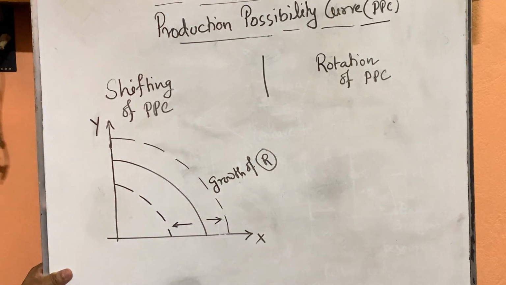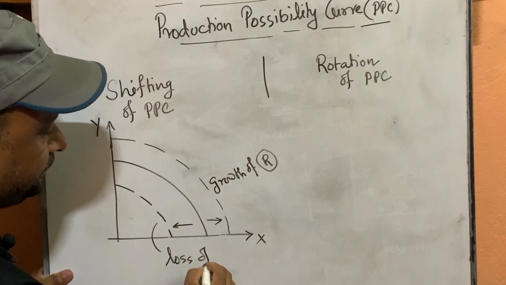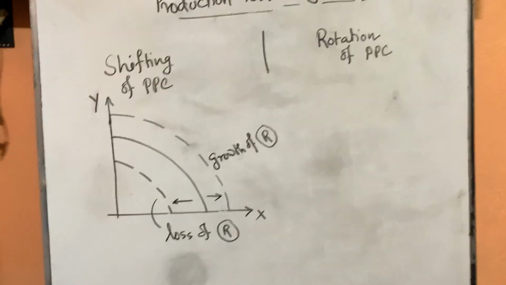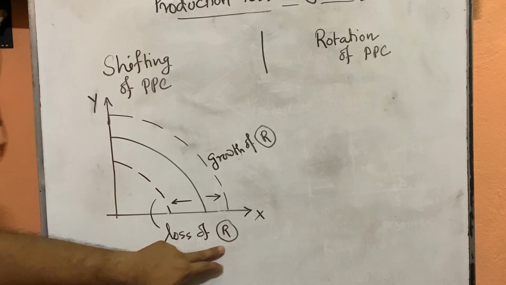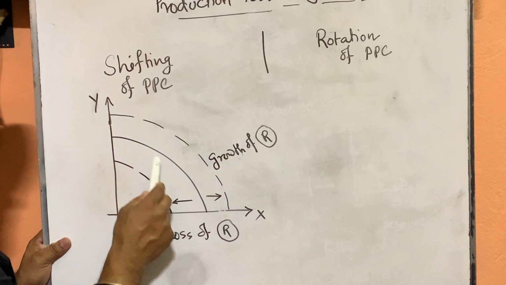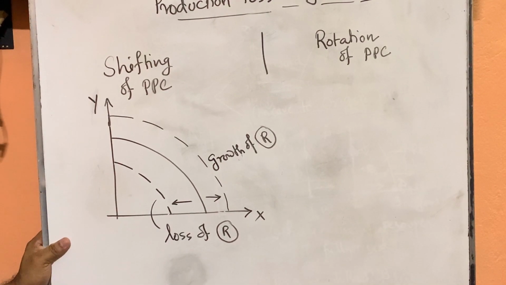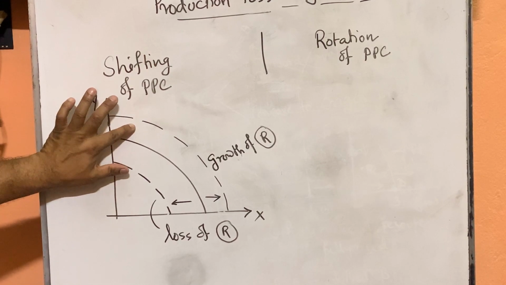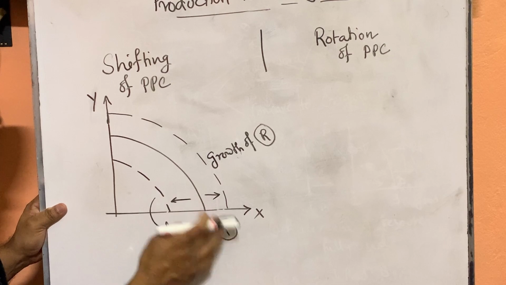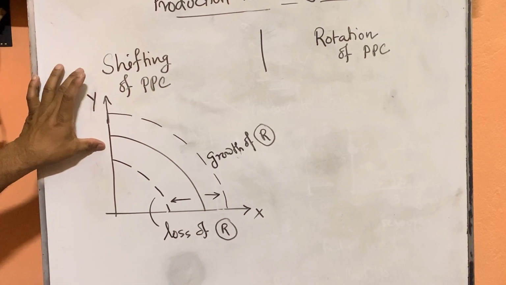Second one is PPC may shift leftward or backward. When leftward or backward? When there is loss of resources. That is due to natural calamities or war. If a lot of people died or a lot of industry destroyed, that time there will be loss of resources. That time PPC will shift backward, and then production of both the goods will fall. So PPC shifts rightward due to increase in the resources. PPC shifts backward due to decrease in resources. This is shifting of PPC.